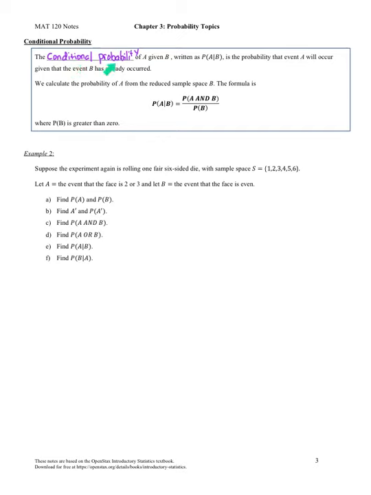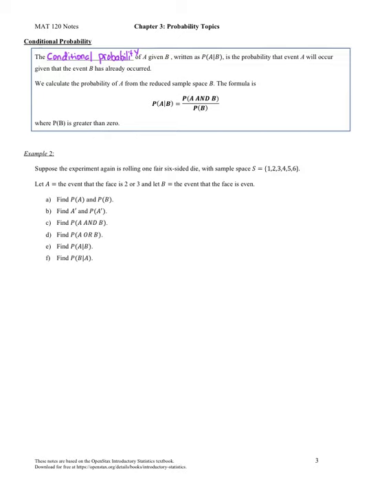The conditional probability of A given B is written like so: the probability of A given that B has already occurred. We calculate the probability of A given B like so: the probability of A and B divided by the probability of B. Remember, and is the intersection or the overlap. Also, the probability of B is greater than 0.